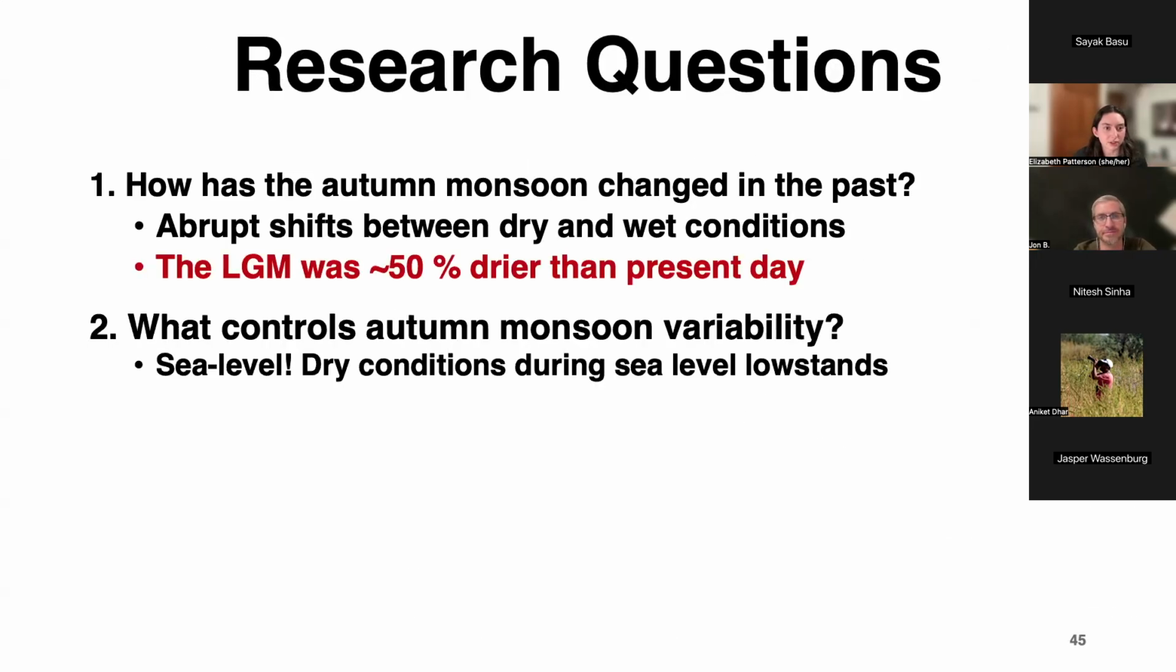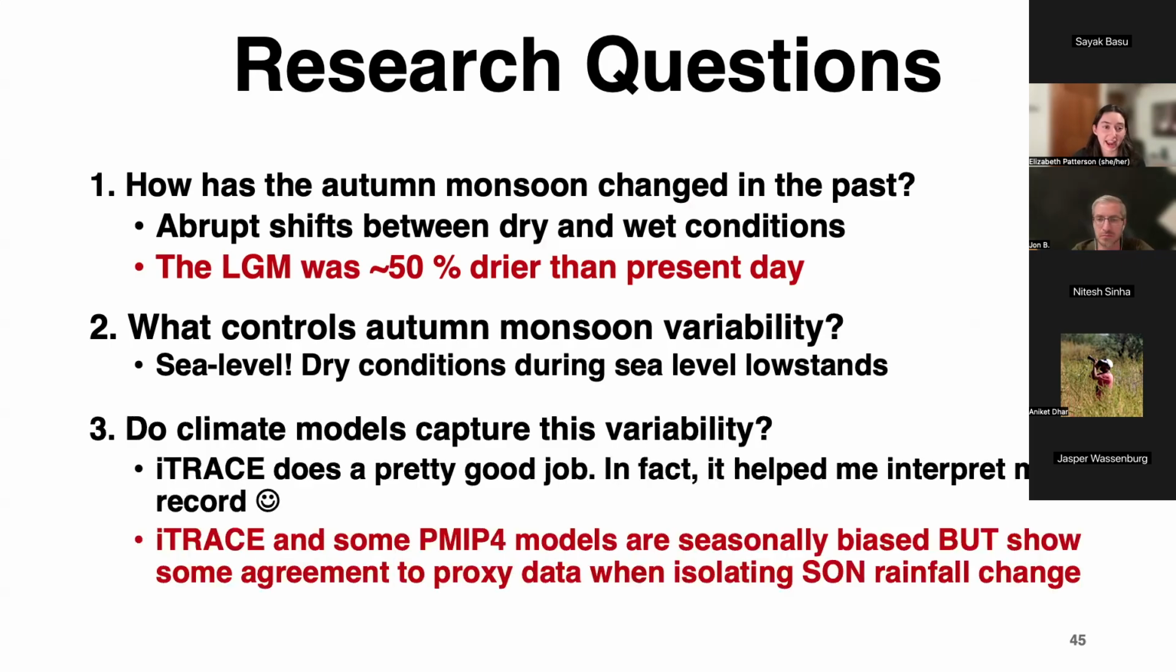Okay. So to sum up, what did we gain from these calcium isotope and magnesium calcium reconstructions? We think that the LGM, or at least the reconstructions, are showing that it was up to 50% drier than present day, which is pretty crazy. And how did the climate models do? It seems like both iTrace and a lot of the PMIP4 models are seasonally biased if you look at the annual rainfall. But we see some decent proxy model agreement when we're just looking at autumn rainfall change.